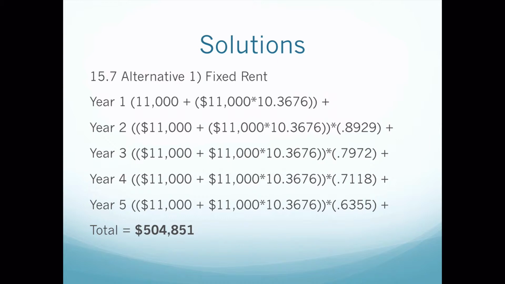On year 2, you're going to take 11,000 times 10.3676, and you're going to add 11,000 to it, and then multiply it by 0.8929. Going on down to year 5, again, you're going to take the 11,000 times 10.3676 plus 11,000. So you should have the same answer for your first part of the problem, and then you're going to discount that by 0.6355, which is the PV for 4 years at 12%. So our first option is $504,851.